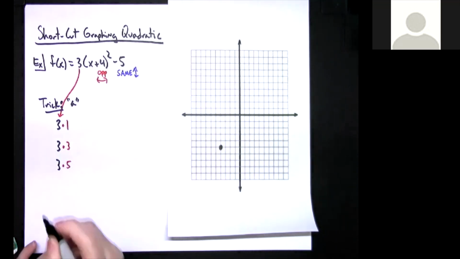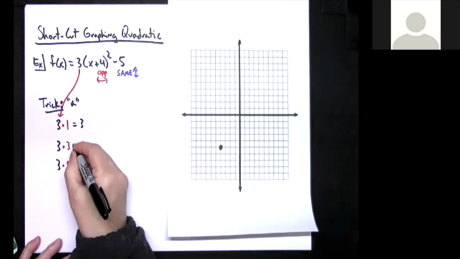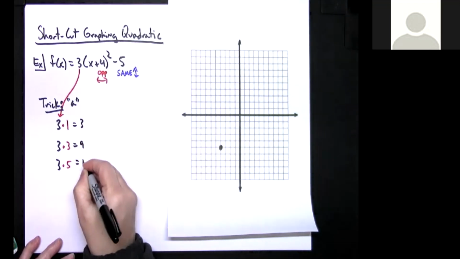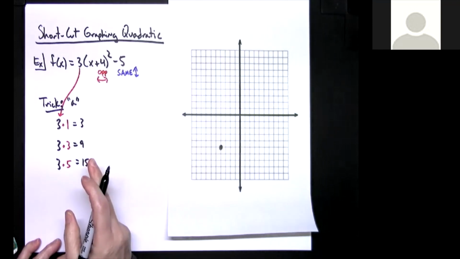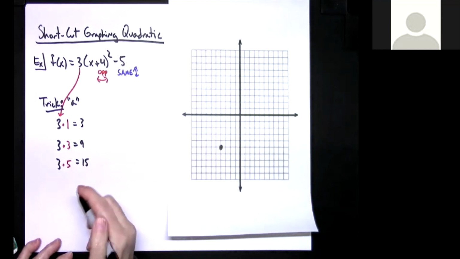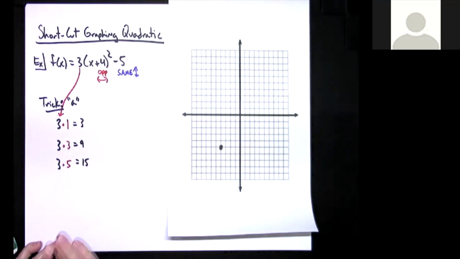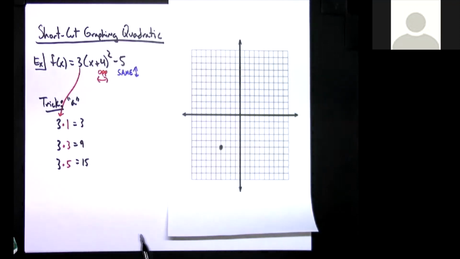Okay, so I'm going to do that calculation. Here I get 3, here I get 9, here I get 15. And then I'm writing all this down now. When you memorize this and get really good at it, you don't even have to write this stuff down, which makes it even faster. Now let's write this down so that it's not just me saying it.